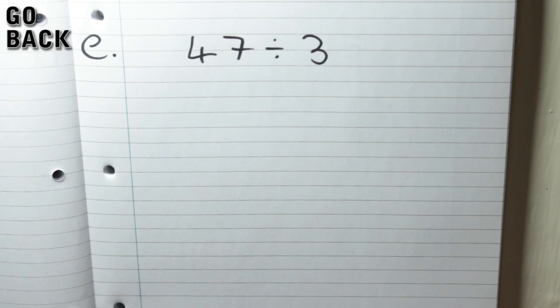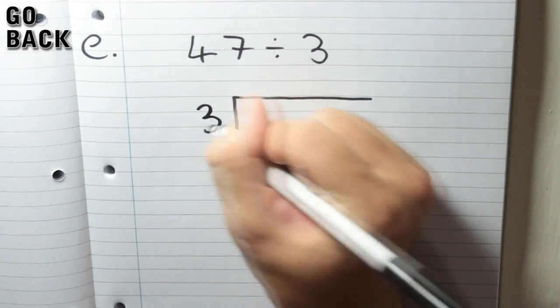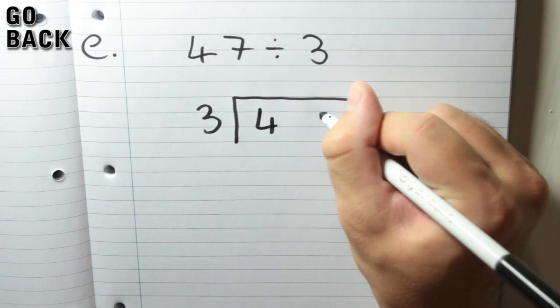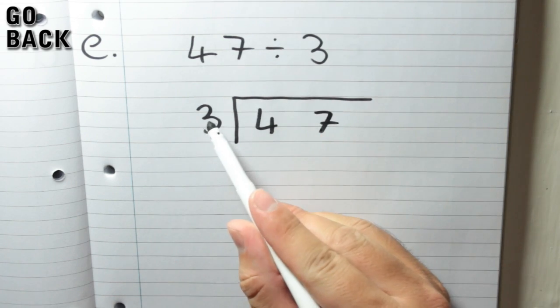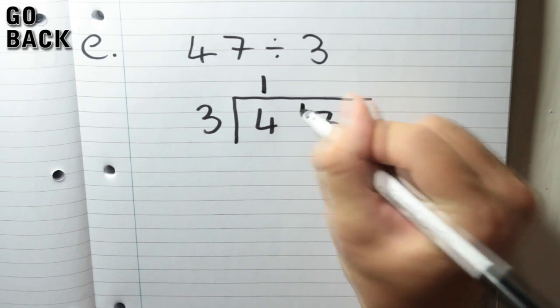Question E. Again, we're going to have to extend our number on this one, and we're also going to end up with a recurring answer, a recurring decimal. So, bus stop, we're dividing by 3, so it goes at the start. 4 and 7. How many 3s go into 4? 1, and there's 1 left over, so it goes there.